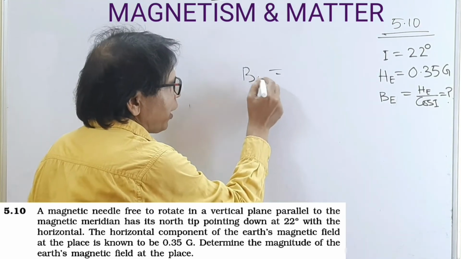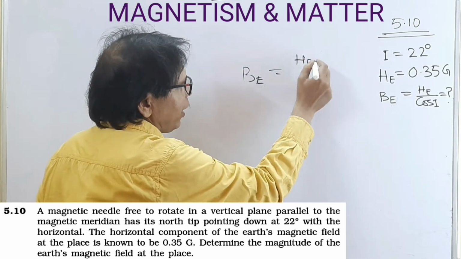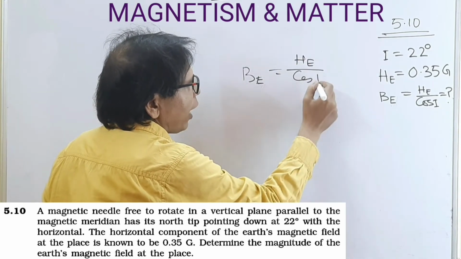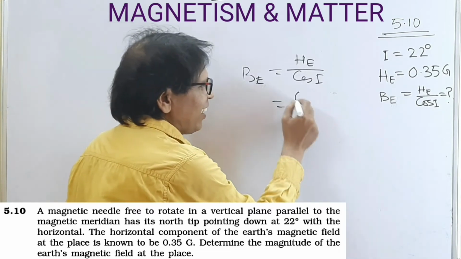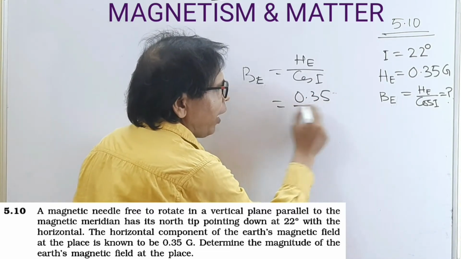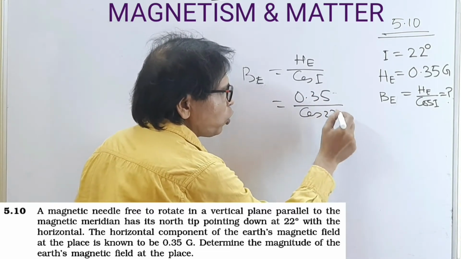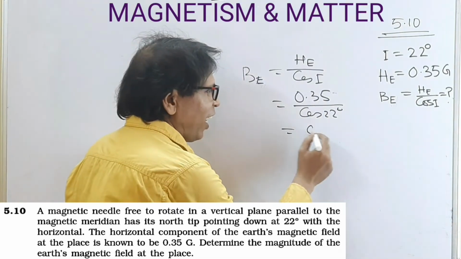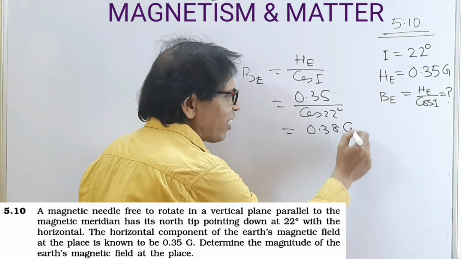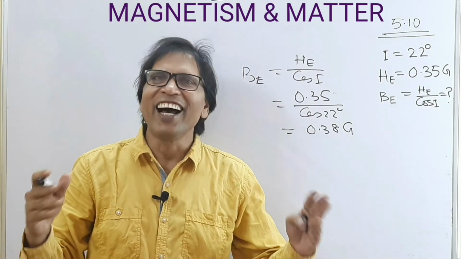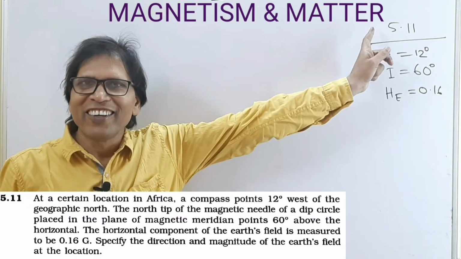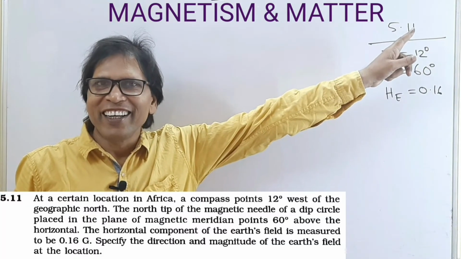We know B_E equals H_E divided by cos I. Look at this, this is 0.35 and this is cos 22 degrees. Okay, this is 0.38 Gauss. Understood? Now next.